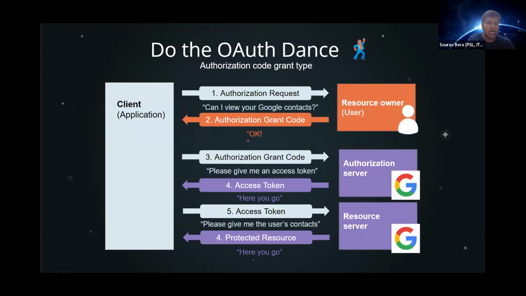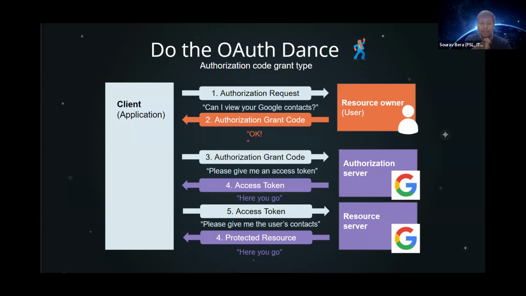Now comes the OAuth dance. So what is the OAuth dance? The goal of OAuth is to obtain an access token. There are several different dances that have to be performed by OAuth to obtain the access token, and we will be exploring these things in detail, practically, in the hands-on session.